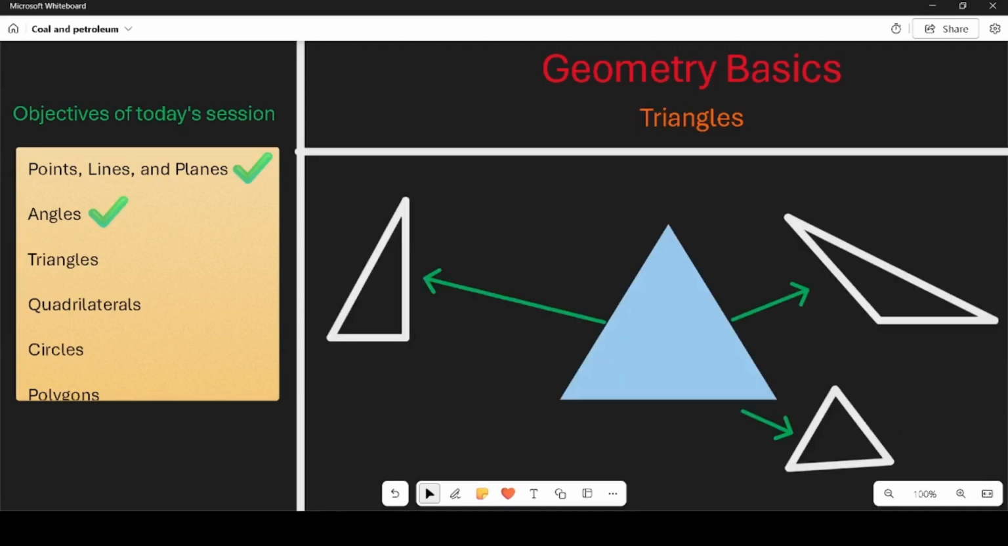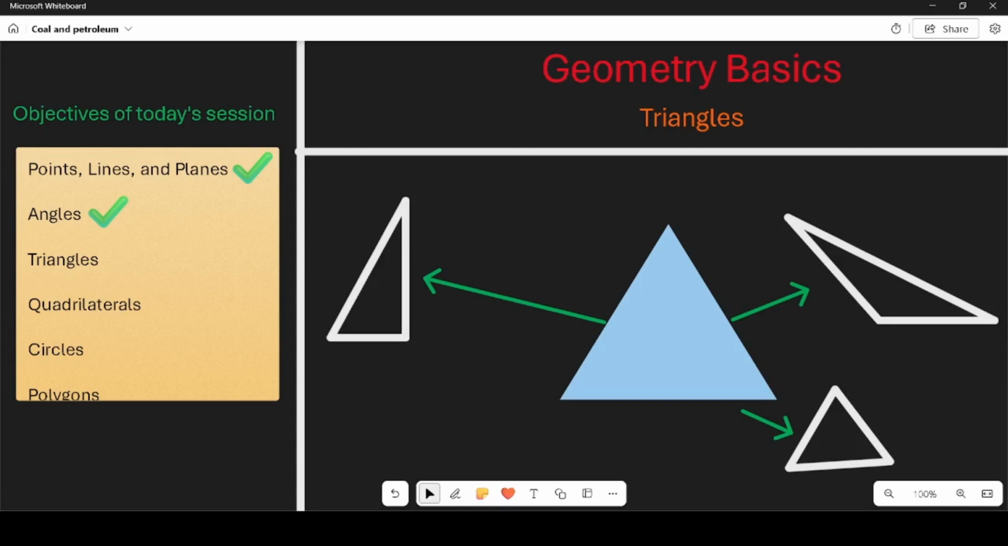Moving on to triangles. These are polygons with three sides. There are several types of triangles based on the side lengths and angles. For example, an equilateral triangle has all three sides and angles equal, while an isosceles triangle has only two sides equal. If you look at your screen, you have three types of triangles.